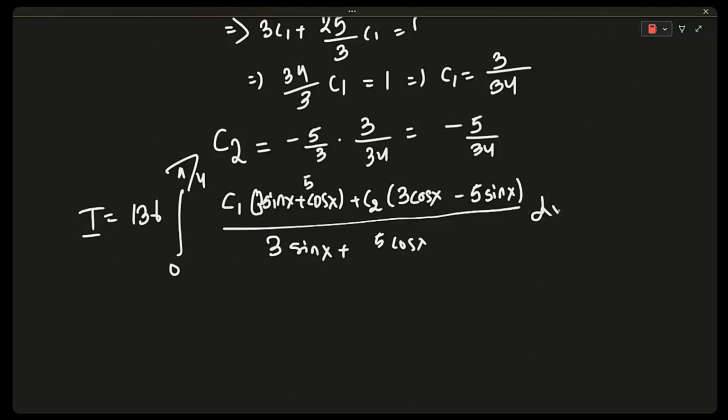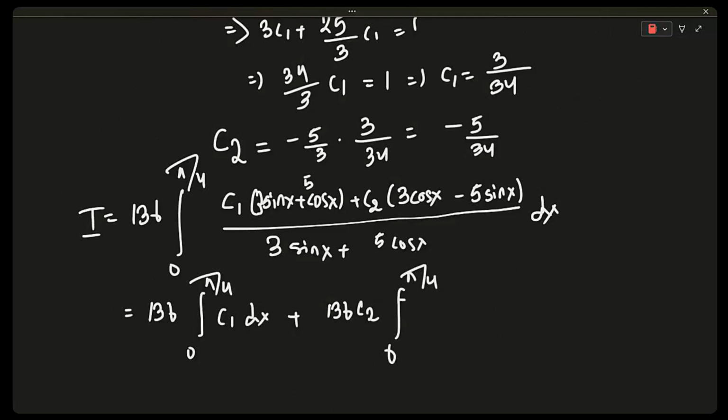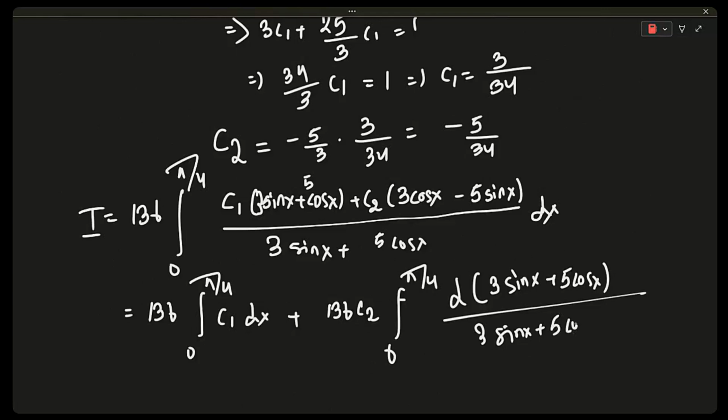Now break this into two different integrals. First integral, you will simply have 0 to pi by 4, C1 dx. Second integral, you should simply have 136 C2, and then integral of 0 to pi by 4, where 3 cos x minus 5 sin x dx can simply be written as d of (3 sin x plus 5 cos x), correct? And in the denominator, you simply have 3 sin x plus 5 cos x.